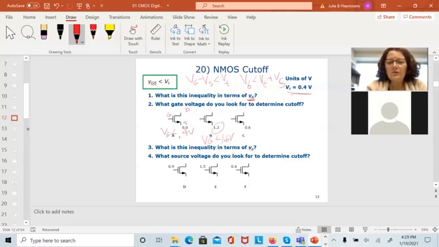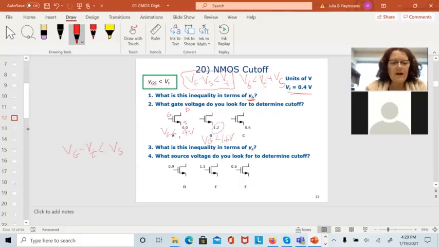Now, if I want to solve this inequality and put it in terms of VS, I'm just going to solve this inequality for VS, and that would be I'd move VS over to this side, and then I'd have VG minus VT.